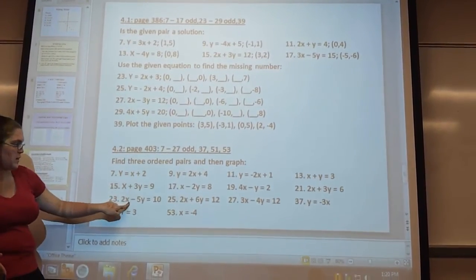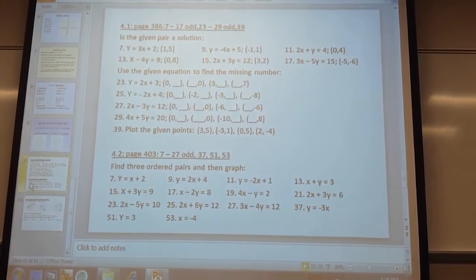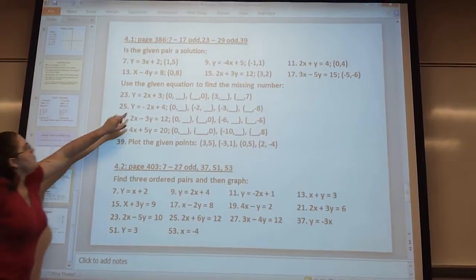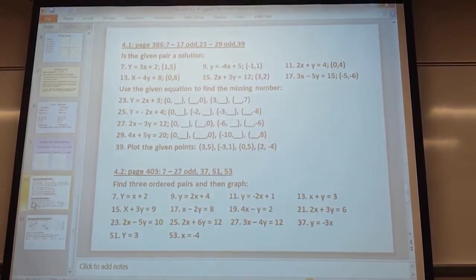But when you get to these, you could just do the cover-up method for all of them because that's finding 2 distinct points. So I didn't say specifically you had to do the cover-up method for 23 through 29? Well, this is where they just want you to put the value in, because they don't want you to graph it. They just want you to put the value in.